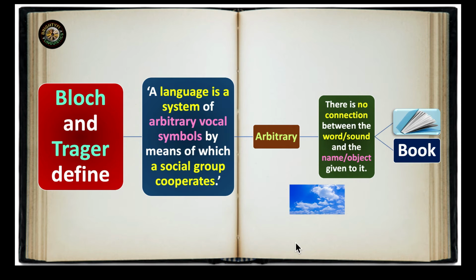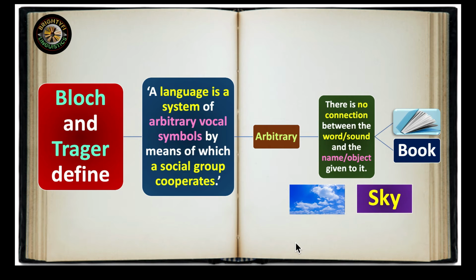Take another example. In the second picture you can see a sky. We call it in English a sky, S-K-Y. The object is the same, but the word in English is sky. But in Arabic we call it falak. In Urdu we call it asman. In Hindi we call it akash.